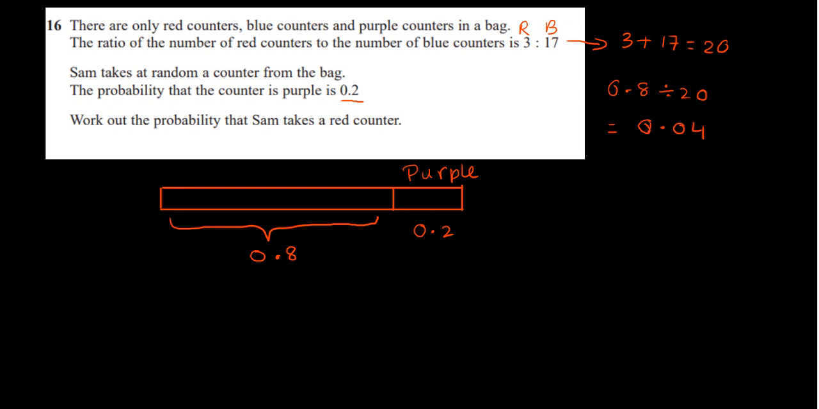Alright, now the red parts is 3 times 0.04, which is 0.12, and blue is 17 parts times 0.04, which would be 40 and 28, so 0.68. Okay, work out the probability that Sam takes a red counter. 0.12. Okay, we'll move on to the next question.